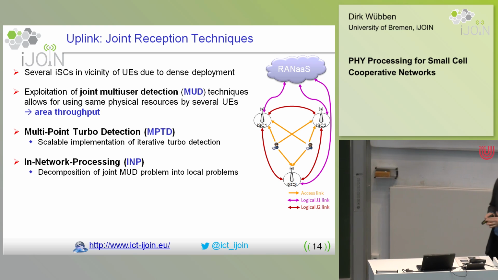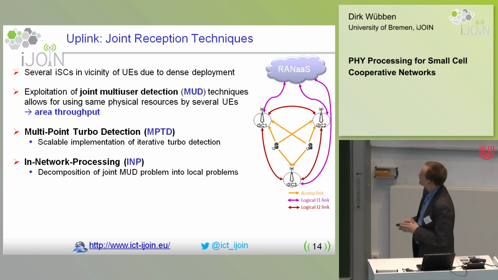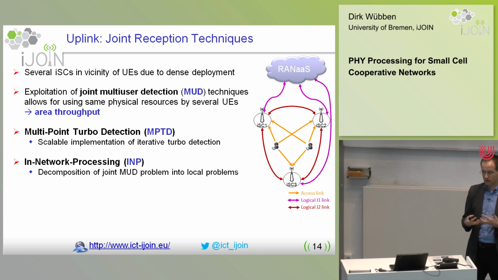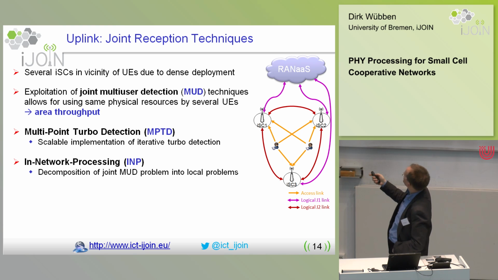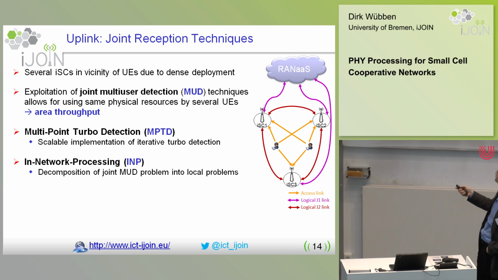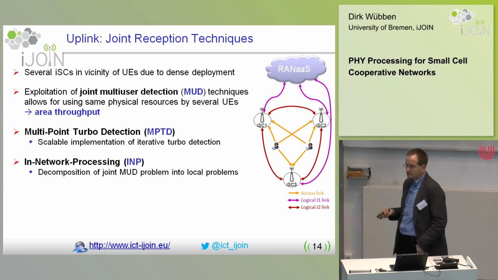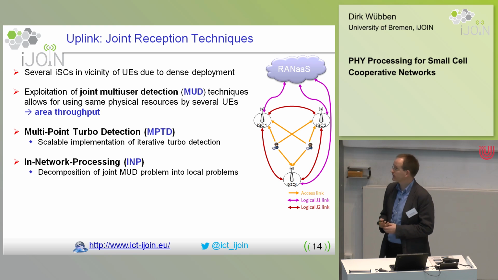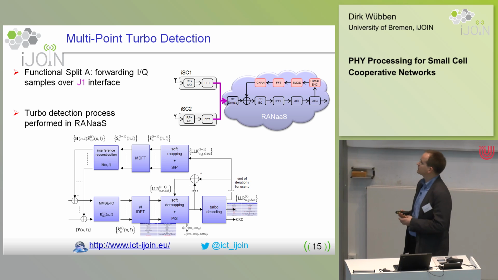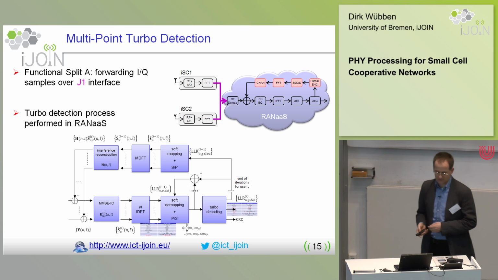So in the uplink, this means that techniques for joint multi-user detection would really be required in order to increase the overall area's throughput. And here we have the corresponding figure with the ISCs with several users which are observed by several small cells. And now we have the different links, the J1 link, the J2 link, and here are the radio access links. And in the next, I will just give you 2 examples of techniques that we have investigated in work package 2, which is multipoint turbo detection and in-network processing.